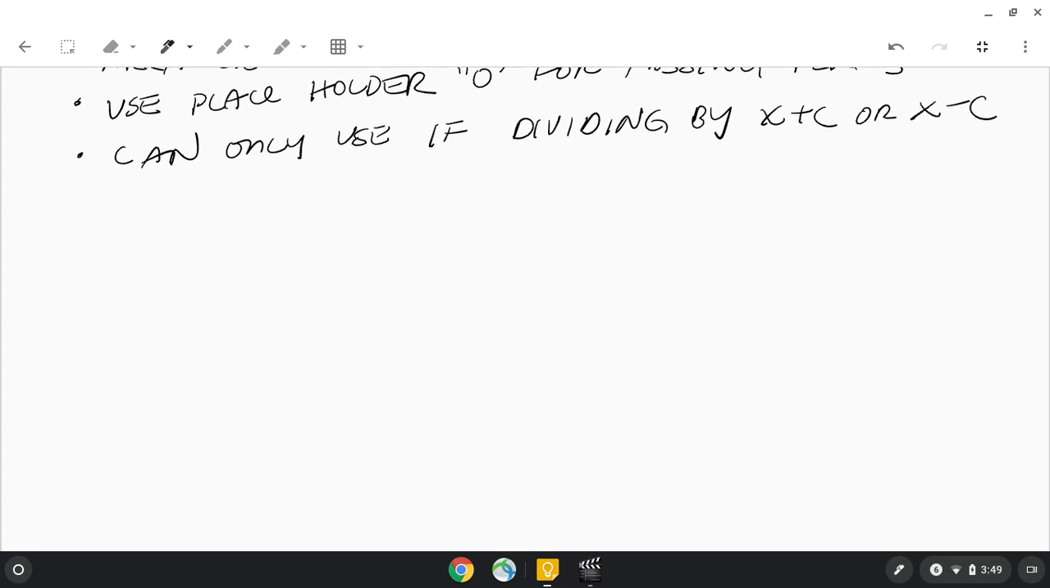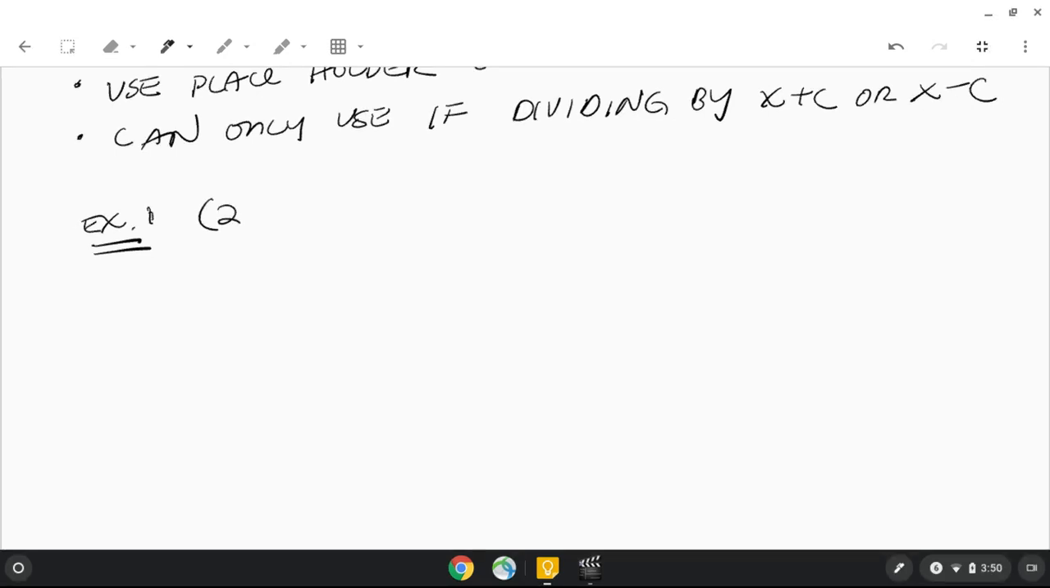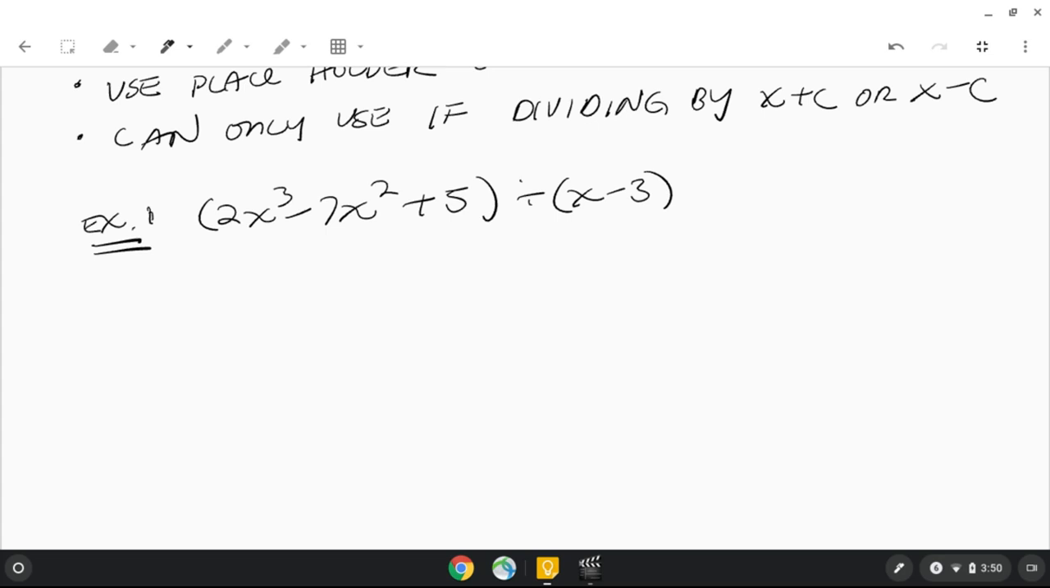Okay, so let's take a look at this example, which is going to be the one that we just did with long division, so you can see the difference between the two types. We already did this problem using long division. So I'm going to show you how to do the same problem using synthetic division.